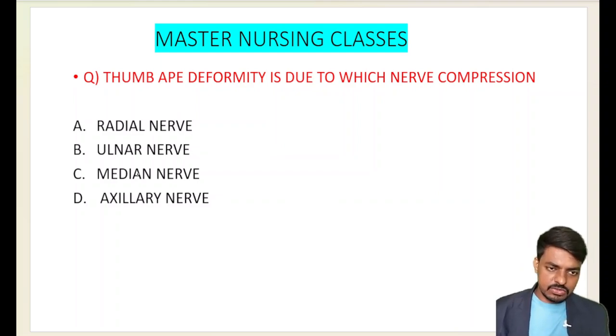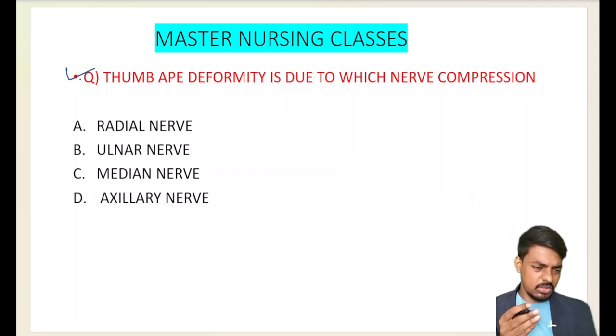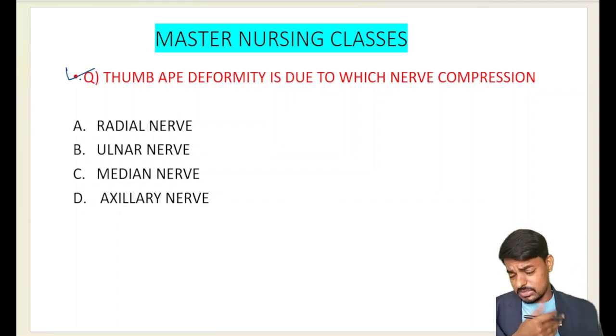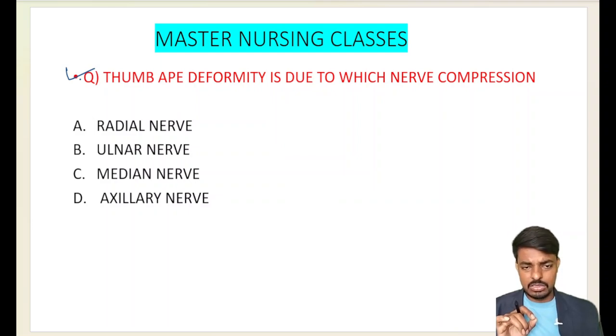So let me discuss this question in detail. Thumb up deformity is due to compression of which nerve? The question is like this, a very important question. It is repeatedly asked, only in the KGMU exams. If you are solving the last 4 to 5 years question bank, you can clear this exam. But the concept has to be clear to clear this exam.